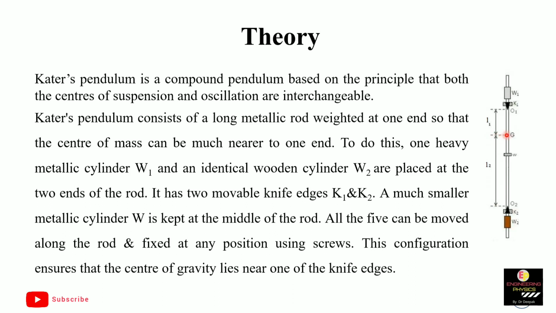The center of gravity of the rod lies nearby the knife edge K1. The reason being, on this upper side, we are using the metal cylinder, which is heavier than the wooden cylinder. So the center of gravity of the rod lies near the knife edge K1. Here we have to find the distance between the knife edge K1 and the center of gravity of the rod, that is L1, and between the center of gravity and the knife edge K2, the distance is L2. And this is the center of the rod.